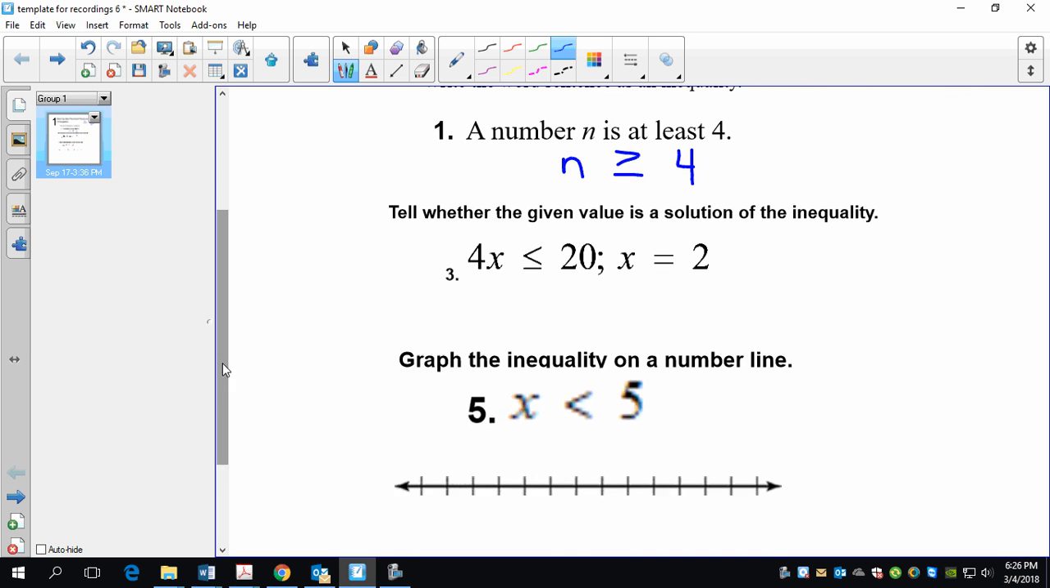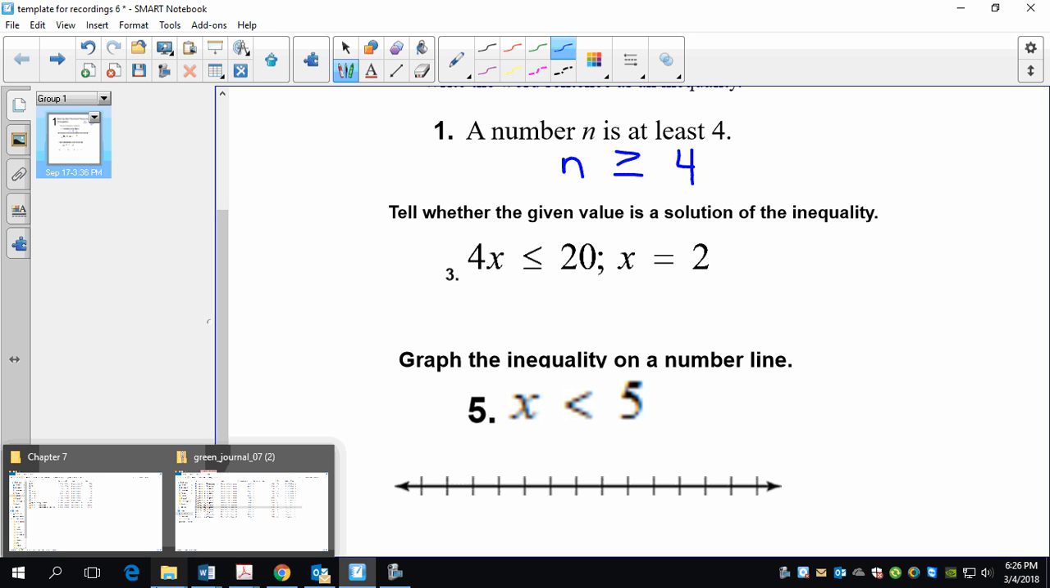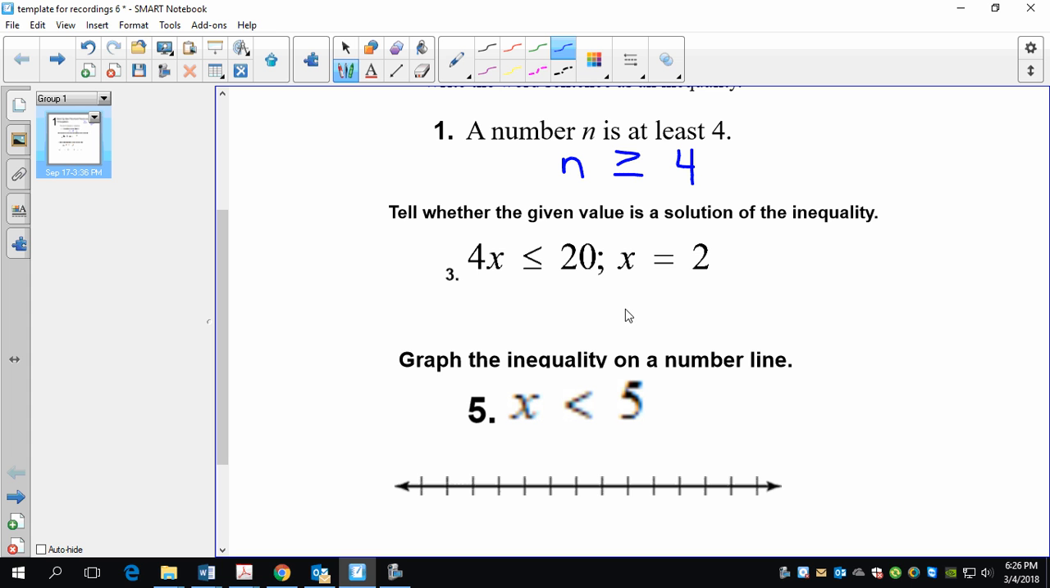Number 3, it says tell whether the given value is a solution of the inequality. We did this a little bit similar on 7.4. We have 4x, again, is less than, put my ESS in there, 4x is less than or equal to 20. If they're telling us x equals 2, we need to plug in the 2 for the x. Remember, a letter next to a number means multiply. 4 times 2 is 8. Then I just want to recopy the symbol, and then see if it does indeed make sense.